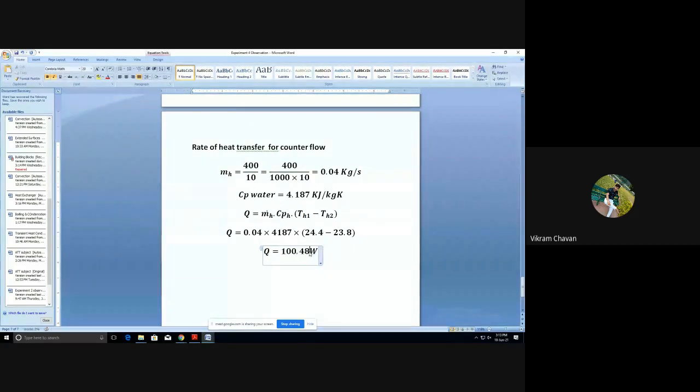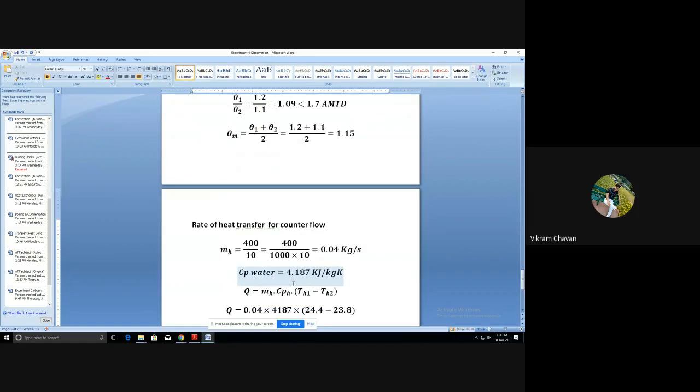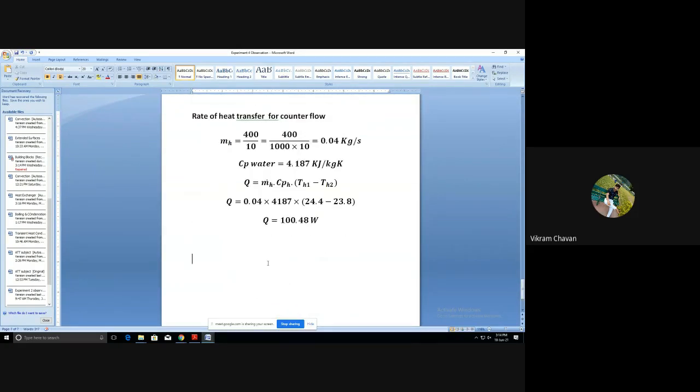For the same arrangement, we are getting the greater heat exchange in the case of a counterflow arrangement. So the counterflow heat exchanger provides the maximum heat transfer rate for the same surface area. So we have just proved that.